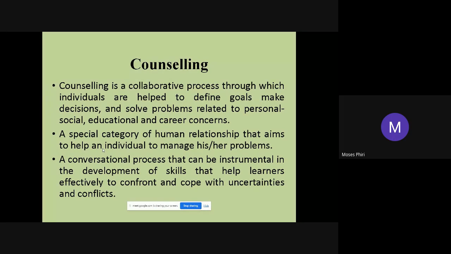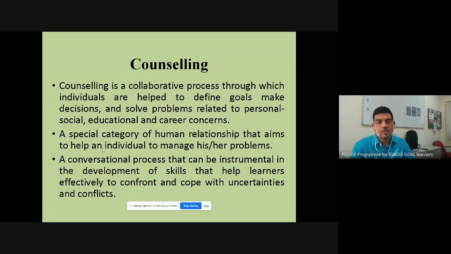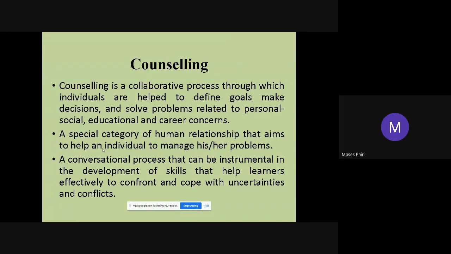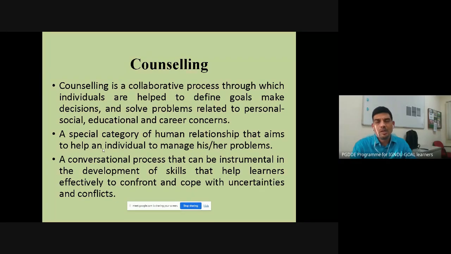We can say that it's also a conversational process. How? Because when you come with certain problems, or when you face certain difficulties in your work, here, as we are talking about distance learners, they may be facing certain problems in their studies. Then they come to the teachers, to the institutions, or to the counselors for a solution. Then how does it happen? It happens through a conversational process.